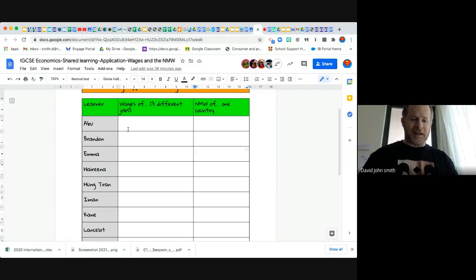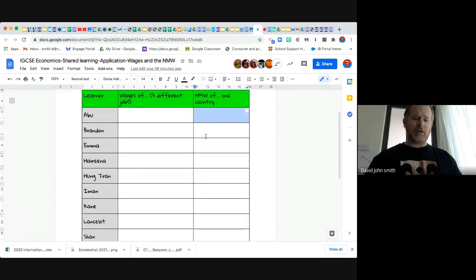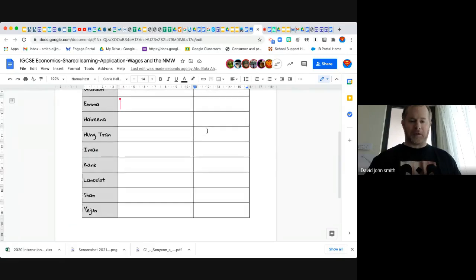Now, the next column is for you to find the national minimum wage of a particular country. You can choose. Might be Malaysia, might be Pakistan, might be Uzbekistan, might be New Zealand, whichever country you like. There's a couple hundred of them, so you shouldn't have too much trouble finding one, and see if you can find it. Again, the trick will be for your country to not be the same as someone else's. As soon as someone else picks a particular country, you're not allowed it. All right? So stop sharing, jumping back to the meet.